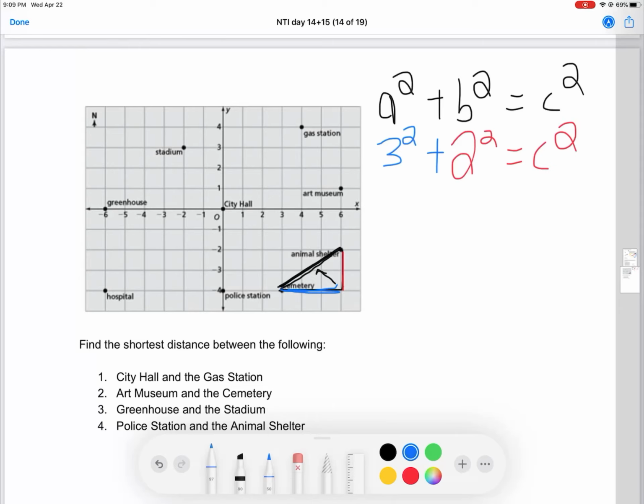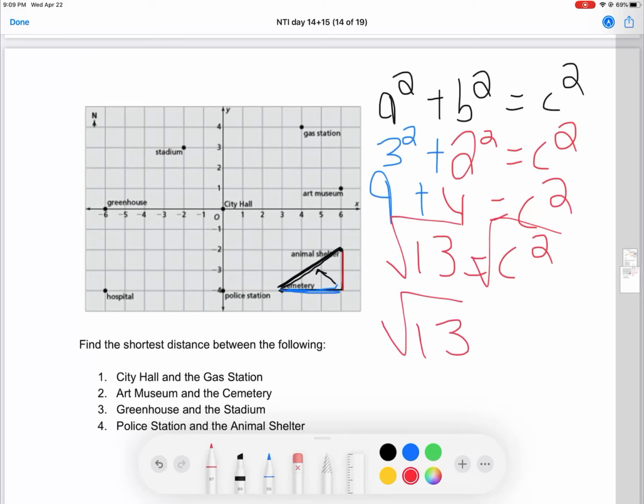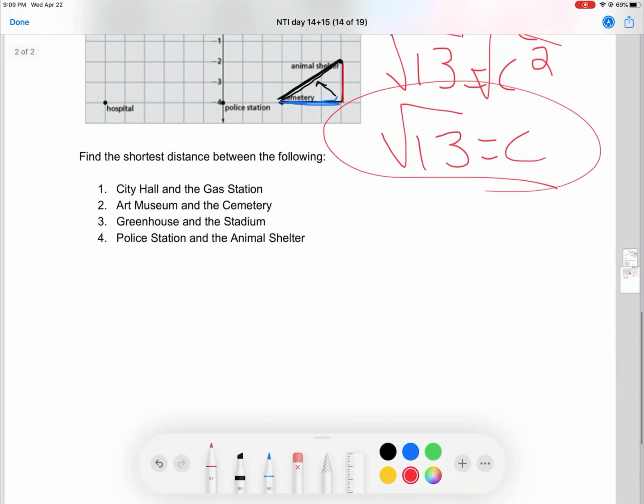So 3 squared is 3 times 3, so 9, plus 2 squared is 2 times 2, which is 4, equals c squared. 9 plus 4 is 13, equals c squared. Square root of both sides, square root of 13, equals c. And the reason we keep it in the square root is because it's not a perfect square. If we had something like the square root of 9, we know the square root of 9 equals 3. But since it's not a perfect square, we're just going to keep it in that square root form.